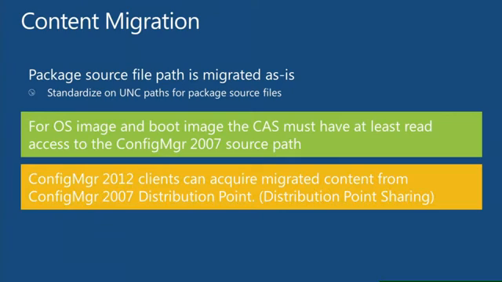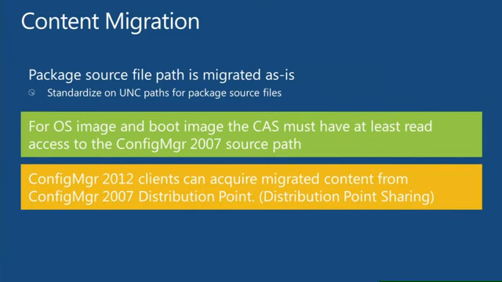So it's highly recommended to go ahead and use UNC paths, so that when I bring across that item and recreate it, the UNC path will still be valid. For OS images and boot images, actually in generally all cases, your owning site server has to have read write access to those source files to be able to get those objects and bring them across. So it's very likely the central administration site server.